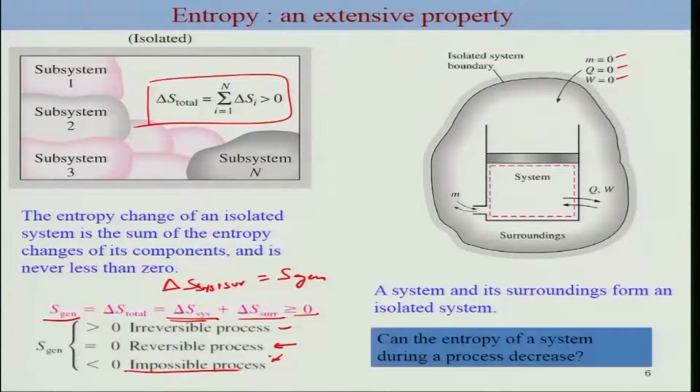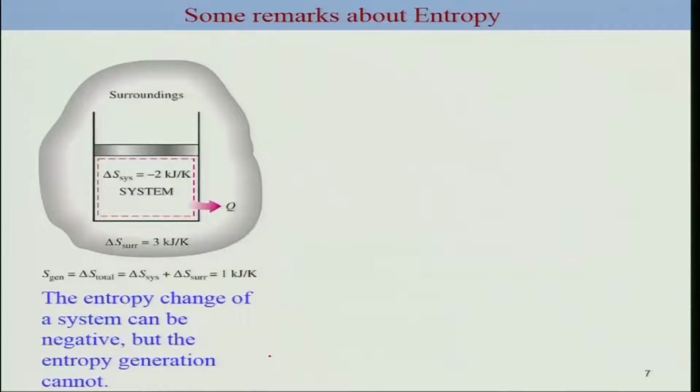So the question is, can the entropy of a system during a process decrease? As we already mentioned, the entropy of an isolated system should keep increasing all the time or should remain constant for a reversible process. But what about the system here? Now a system can have heat and work interaction, okay, as well as mass flow from the surrounding or to the surrounding. So in other words, your entropy change for a system can be negative.